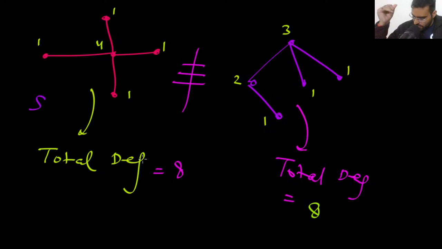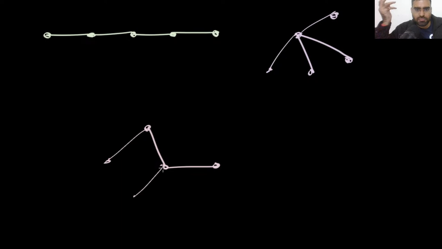Niranjan, is this clear? Your doubt is very nice, but we cannot say they are isomorphic. You can clearly see they will not be isomorphic. Actually, something interesting: you can take any two trees with the same number of vertices, and they will have the same total degree. Take this tree, and another tree on five vertices, and all of them will have the same total degree.